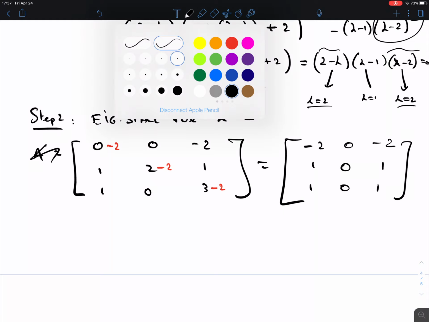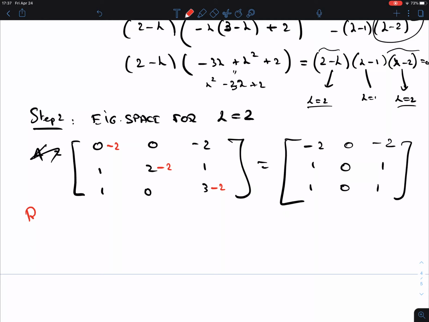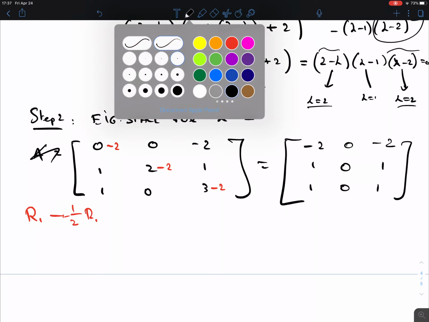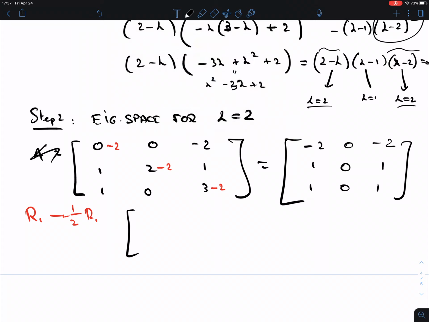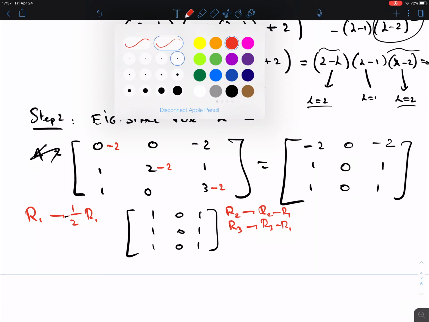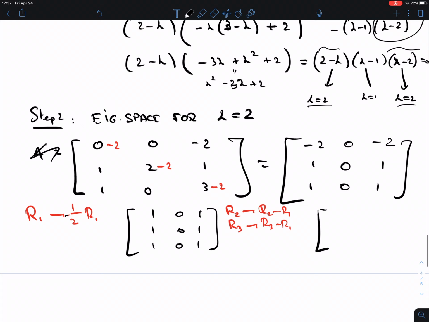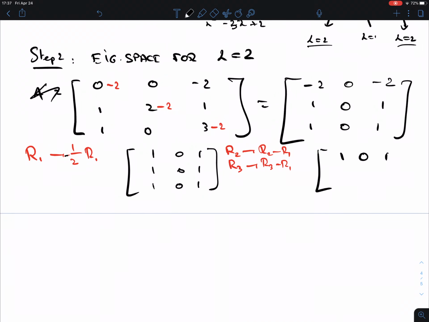There's a couple of things I can do. I'm going to make my life easy. Divide row 1 by negative 2. Now I get 1, 0, 1, 1, 0, 1, 1, 0, 1. And of course now if I subtract row 1 from the 2 other rows, I get 0 rows there. No surprise that this is happening, I told you, we need 3 variables. So 1, 0, 1, 0, 0, 0, 0, 0, 0.